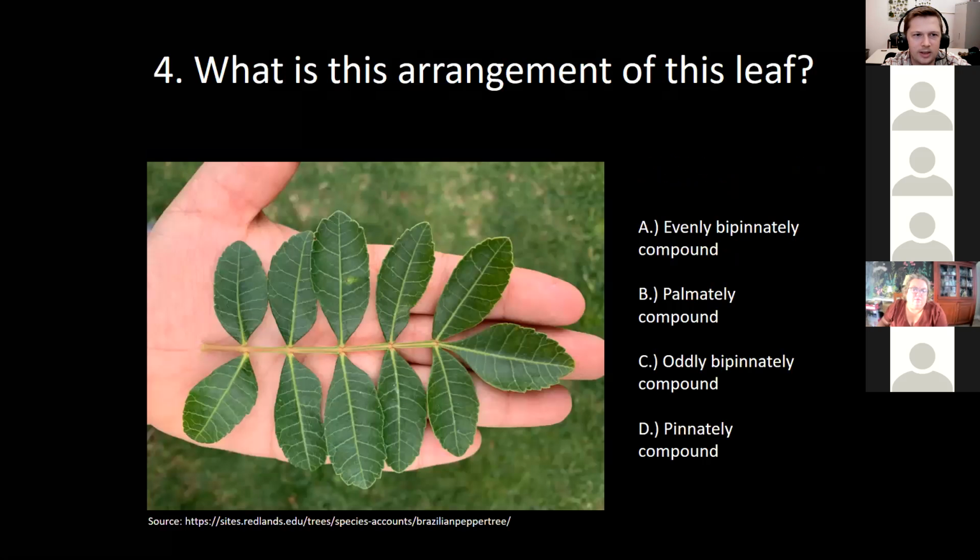Okay, next one. What is the arrangement of this leaf? Looks like a Brazilian pepper leaf. Oh, it is. We'll talk about it more, Tia.